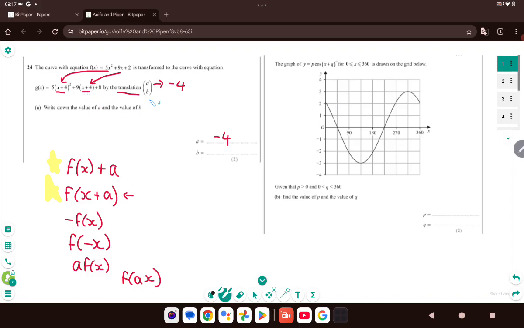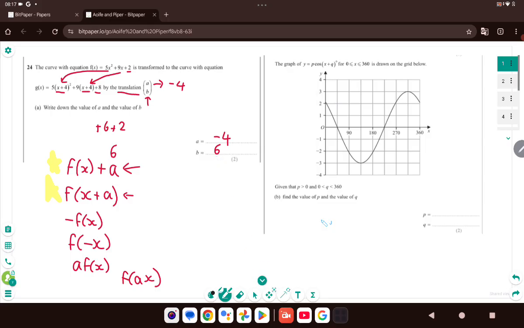Okay, the bottom now, let's think about the movement up and down. Well, we've got a plus 8 here and we've got a plus 2 there, which is a change of 6, right? So it's plus 6 plus 2. We're adding 6 onto the original function, which means we're adding outside our function by 6. So we're going up 6. And the bottom of your vector represents the numbers up and down. So the bottom number on your vector is 6.